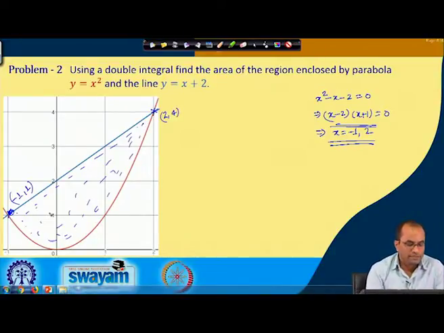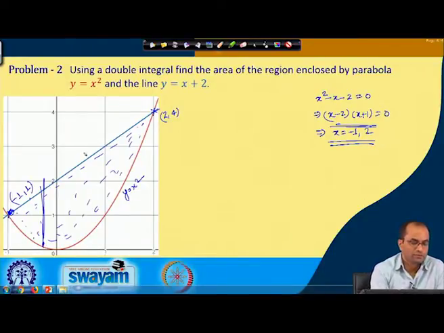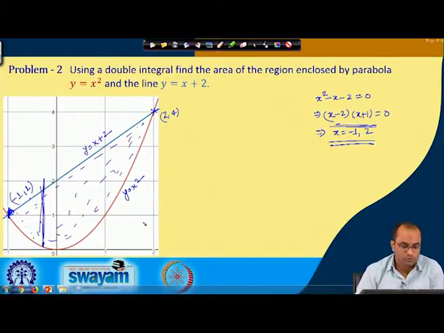Now, again the same idea, that in the direction of y we are always moving from this curve to this line, and in the direction of x we will be moving then. So, this is in the direction of y, which is always from this curve y is equal to x square to y is equal to x plus 2, and then this line will move from x is equal to minus 1 to x is equal to 2.